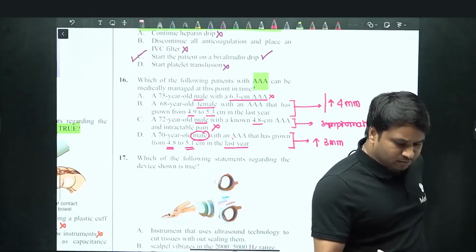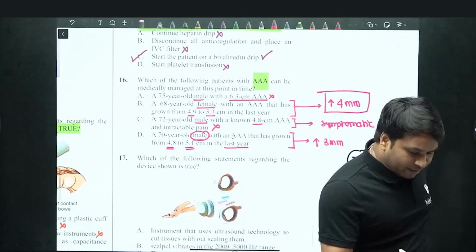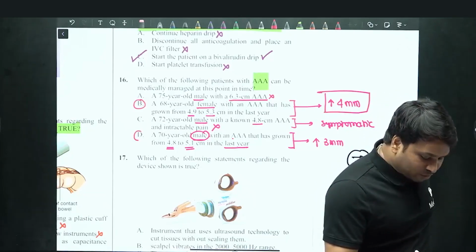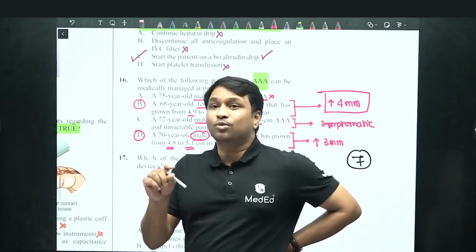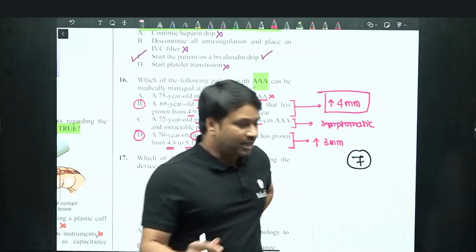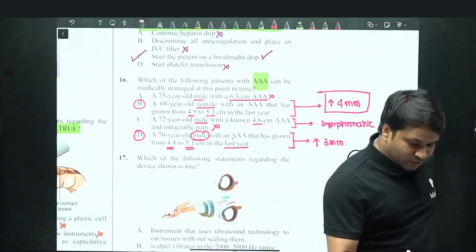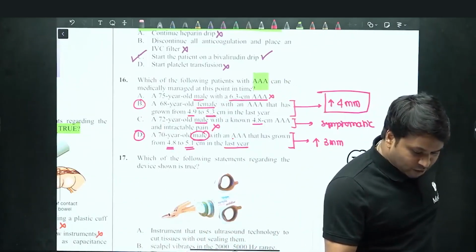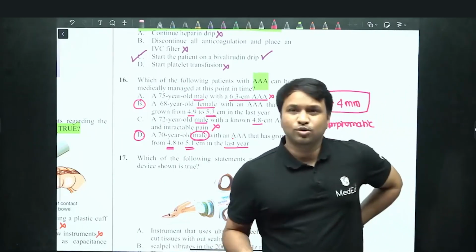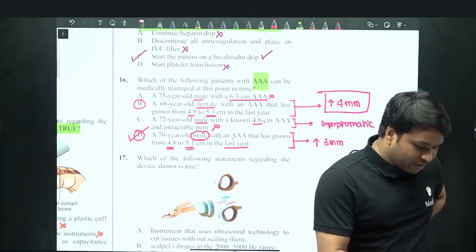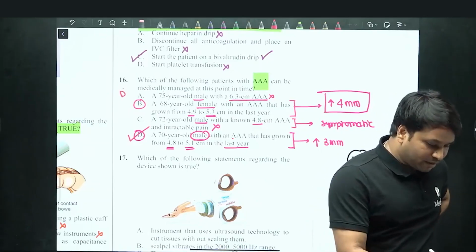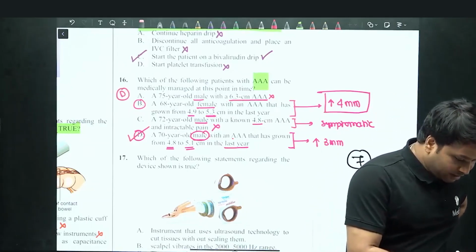I can manage B and D both conservatively, but given a choice, because the critical value is closer in females and it is 5.3 centimeters, so 5.5 is your critical diameter. So it is more closer. So I would not like to manage your B conservatively. D can be managed conservatively. So among given options, D is a better option, right? So 16, D will be a better option.